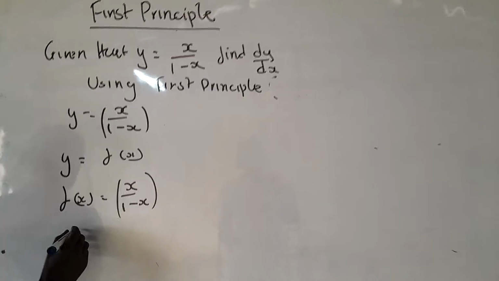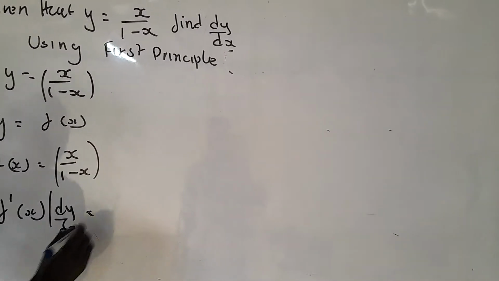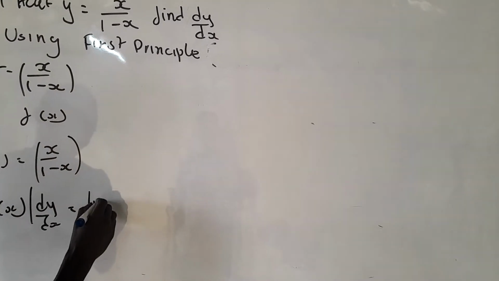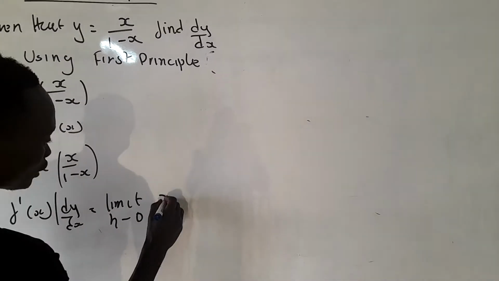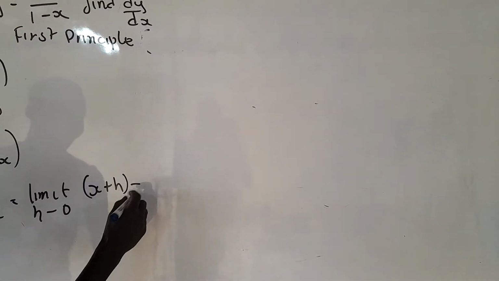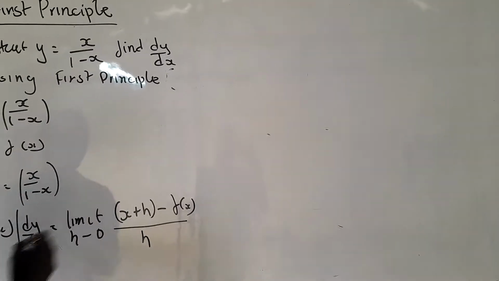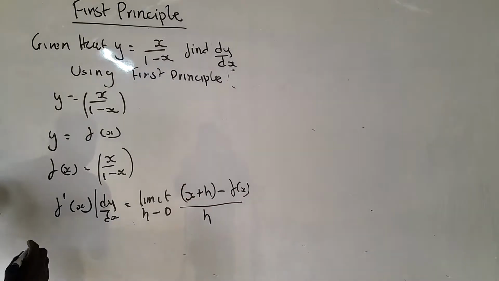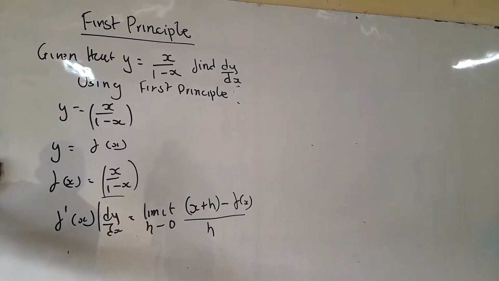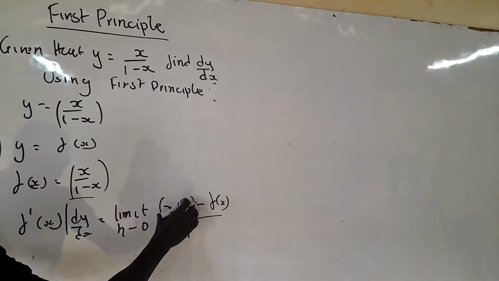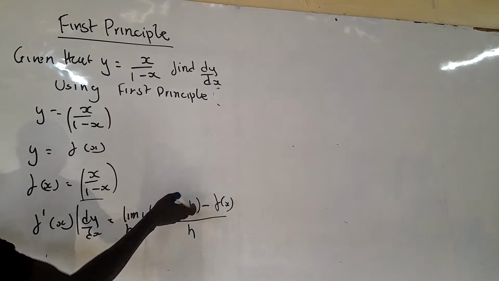When I want to find f prime of x, which is the same as dy dx, I will use the limit as h approaches 0 of f of x plus h minus f of x, all over h. Now, my f of x is this one here. So where there is x, I will have to place this, whether it is in the denominator or the numerator. I will have to replace it with all of this now.